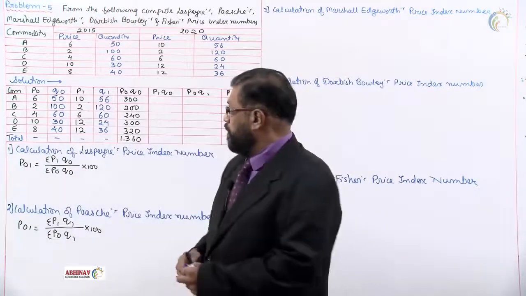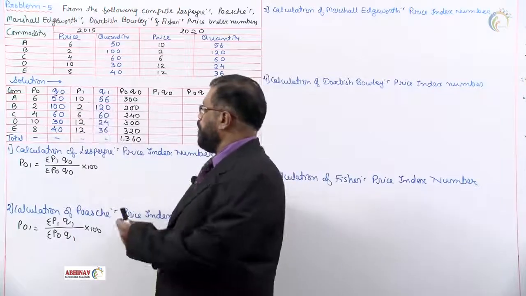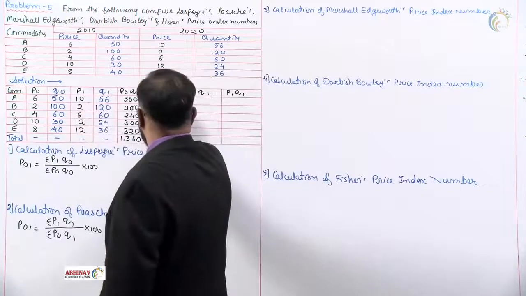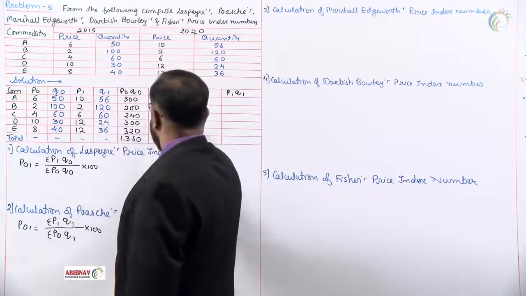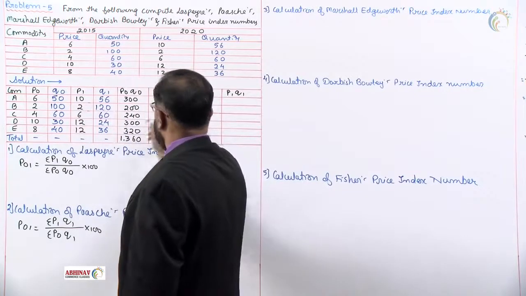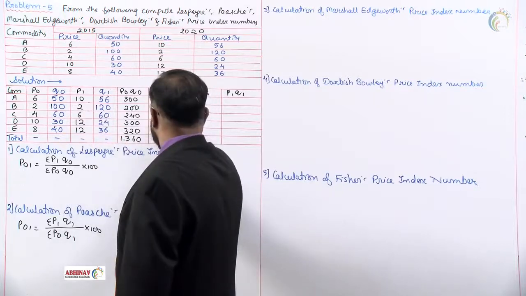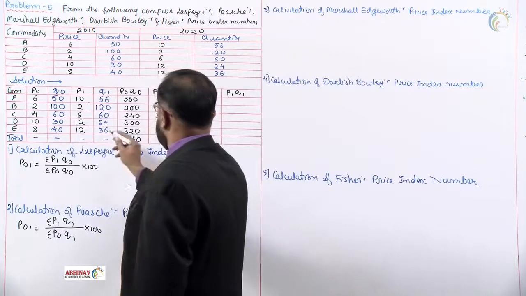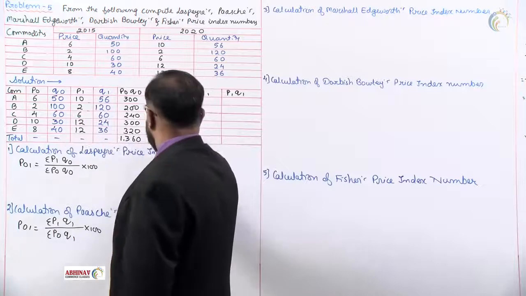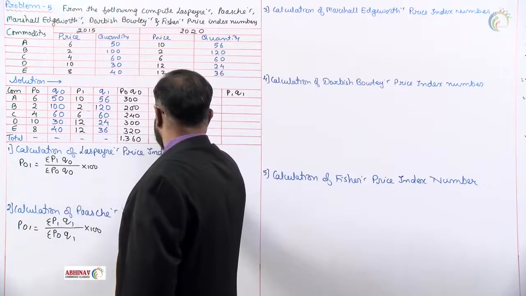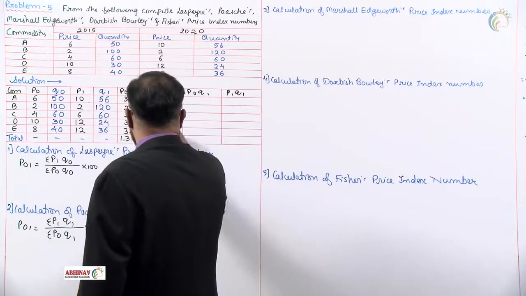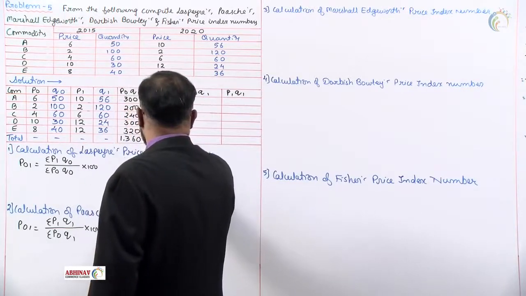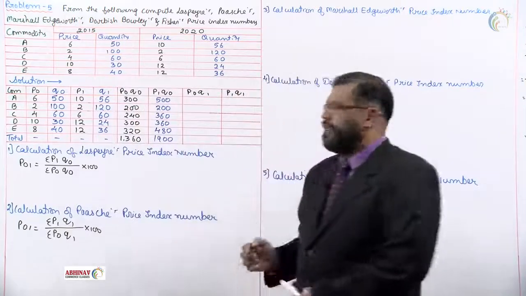Now let us complete P1 Q0. How to find P1 Q0? P1 into Q0. 10 into 50, 500. Then 2 into 100, 200. 6 into 60, 360. It is 12 into 30, again 360. It is 12 into 40, what we get is 480 and the total comes to 1900.